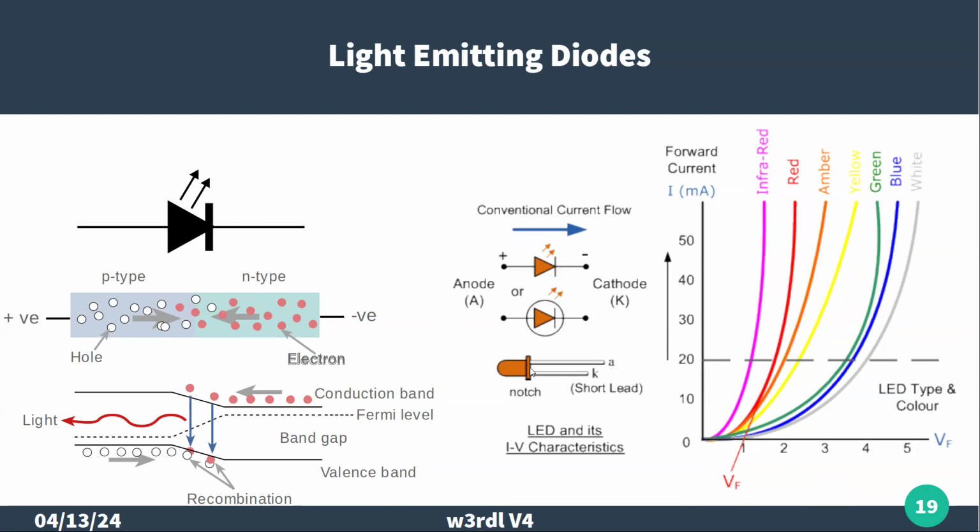Usually on the package, and these are made out of some cast plastic, there will be a flat side on it, and one lead will be shorter than the other, indicating the cathode for the short lead, and the anode is the longer lead. There's really no way to put a stripe on it like you would on a regular diode.